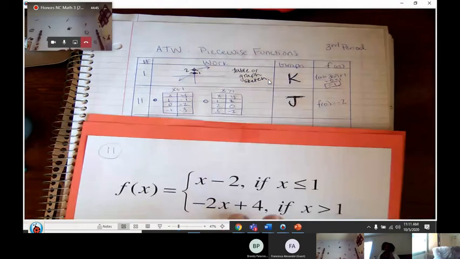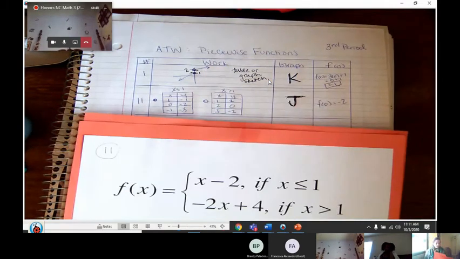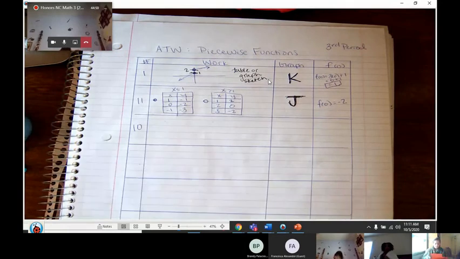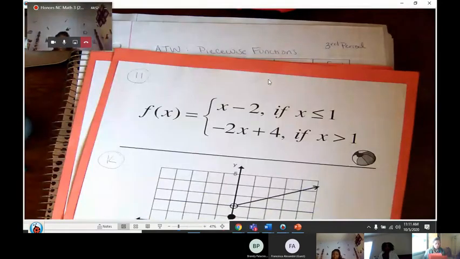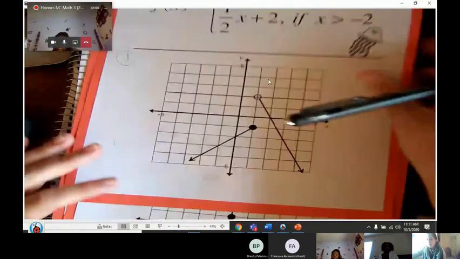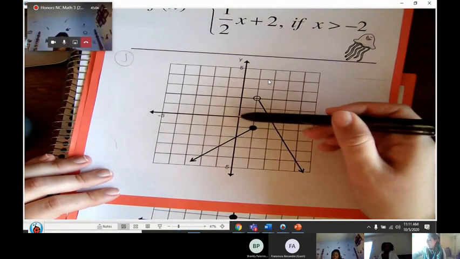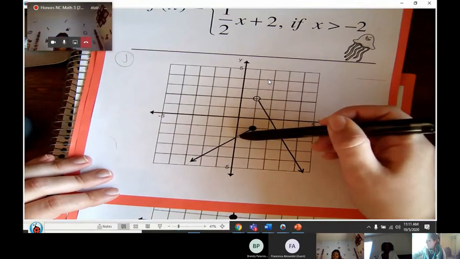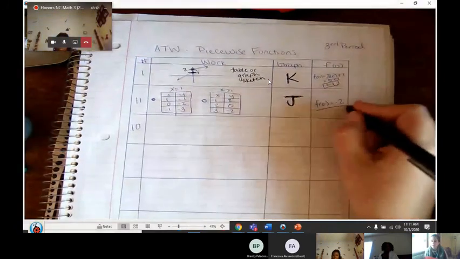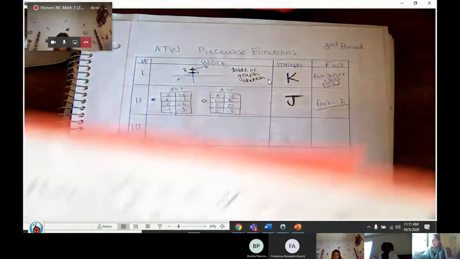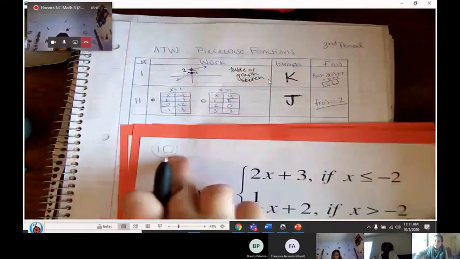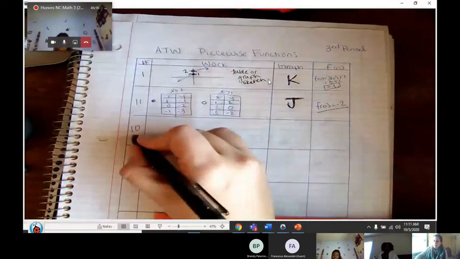So let me see if I can find it for you. So J is here. So I found this graph. I have to find f of 0, so I can look along the y-axis for x is 0, find that point, and I get that it's at -2. So I would write in that f of 0 was at -2, and J is on number 10, so I would do number 10 next.